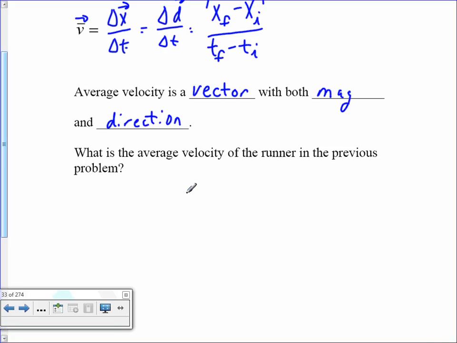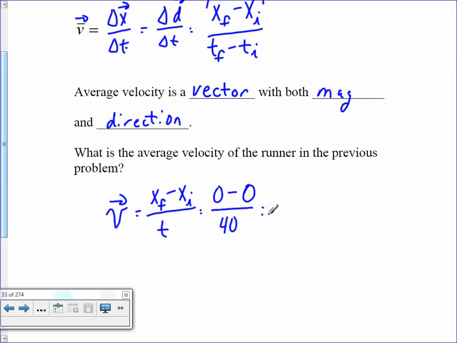And so the question I asked previously, what is the average velocity of the runner in the previous problem? Well, since the final and initial positions are the same, then the average velocity is equal to xf minus xi, which is going to be 0 minus 0, because his initial and final positions are the same, divided by 40. So his average velocity is equal to 0 meters per second.